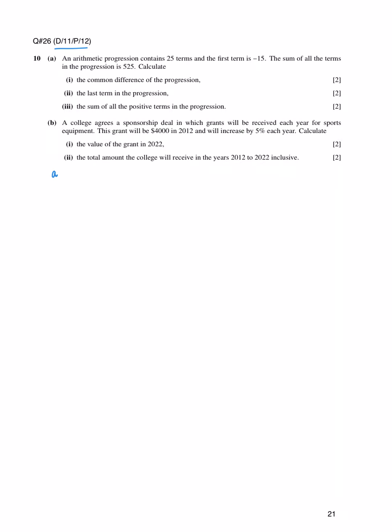Alright, so it's A part 1. The data we have contain 25 terms, that means n is 25 and the first term is negative 15. The sum of all the terms, so Sn is known and that is equal to 525. We need to find out the common difference.